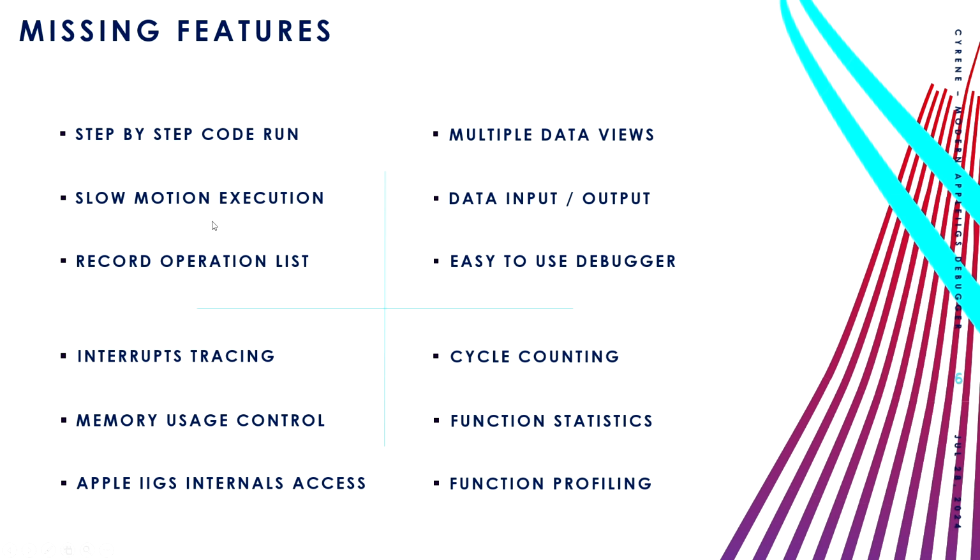What we would also like to have from the emulator is the capability to run in slow motion. For example, we are drawing a sprite on the screen. We would like to slow down the emulator so we can see pixel by pixel put on the screen, for example. What is also important is the capability to record operations.